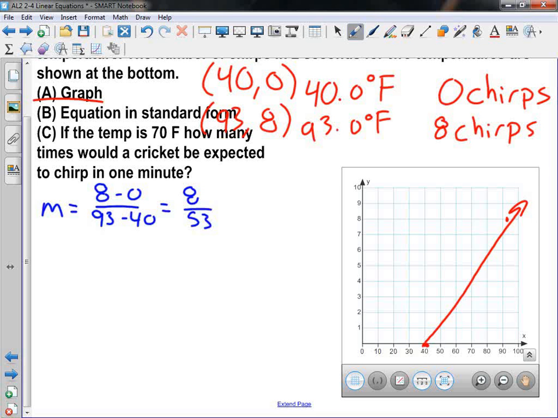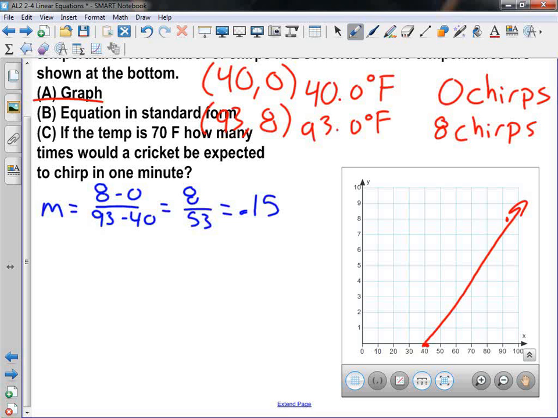Now, I'm going to tell you guys that most of the time you want to leave the slope as a fraction because it's easier to do arithmetic with a fraction. Some cases, though, like this one, when you have a fraction that's so ugly, it might be better to put it in as a decimal. Okay? So what's 8 over 53 as a decimal? Does anybody have a calculator out right now? 8 over 53. 0.150. Okay. I'll just use 0.15. All right? Oh, pretty close.